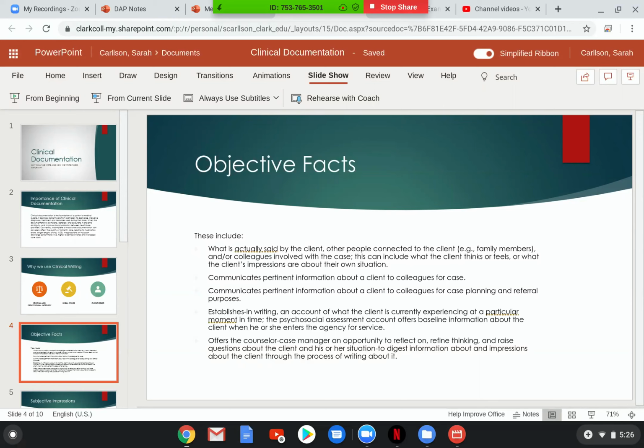It also offers the counselor or case manager an opportunity to reflect on, refine thinking, and raise questions about a client and their situation, and to digest information about and impressions about the client through the process of writing about it.